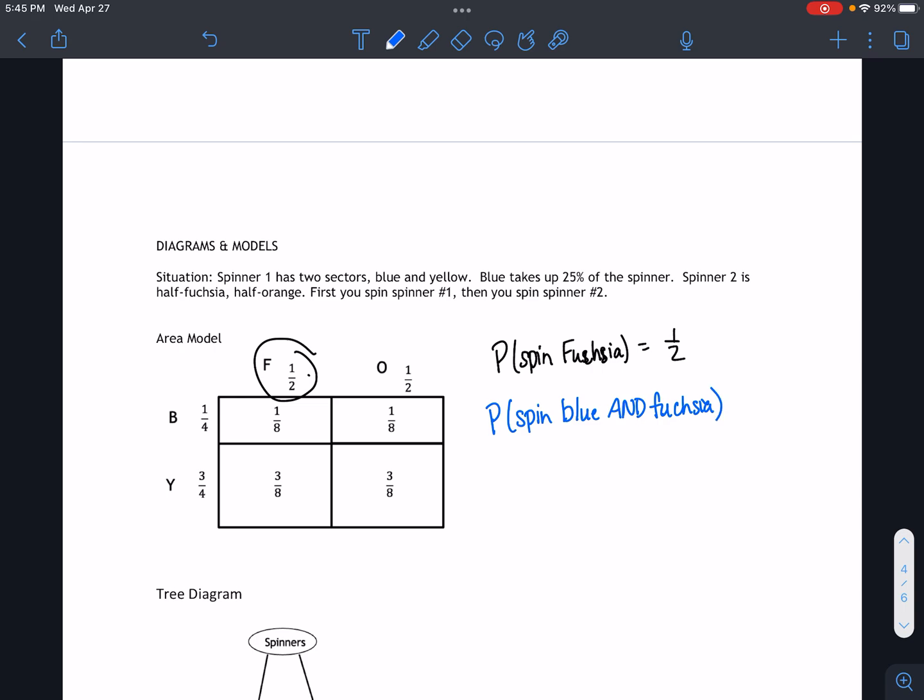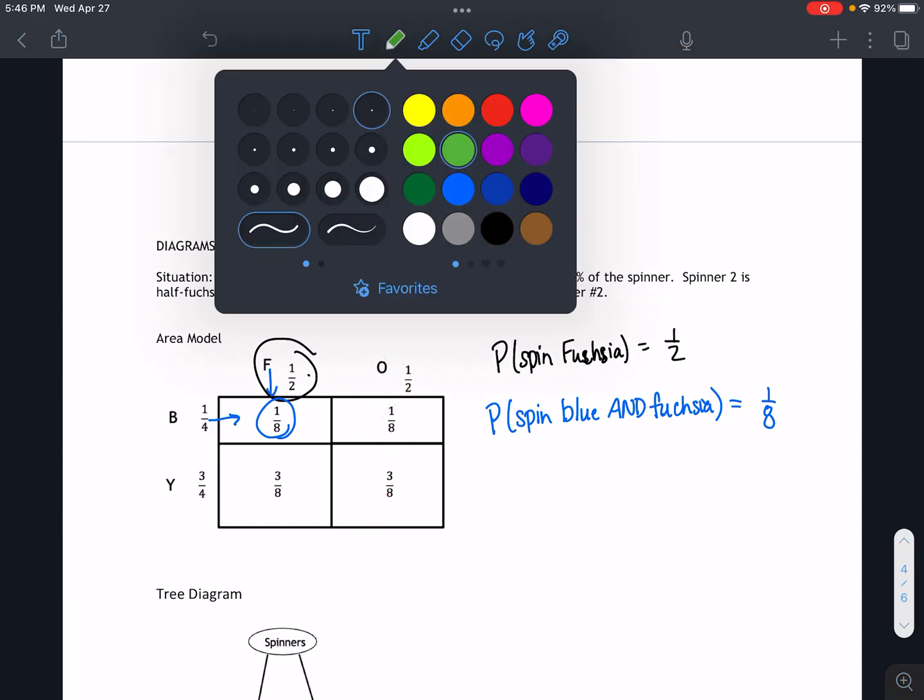I want to spin blue on the first spinner, and then I want to spin fuchsia on the second spinner. And where that happens in my area model is at that intersection right there, which is 1/8. We can also say things like "not," which would mean to look at the other category. I'm not going to write that one out, but for example, if we say not orange, that would mean ignore orange and only look at fuchsia, or vice versa.